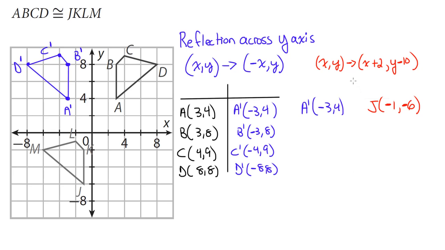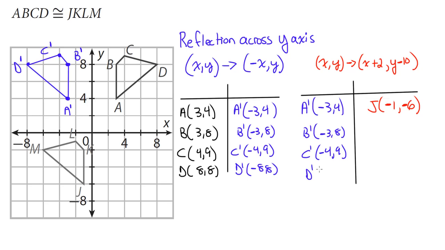Now we can go ahead and do the same thing for the rest of the points. B prime is at negative 3 comma 8. C prime is at negative 4 comma 9. And D prime is at negative 8 comma 8. Then B prime corresponds to K. How are we going to get to K? What is negative 3 plus 2? That is negative 1. And then what is 8 minus 10? That is negative 2.